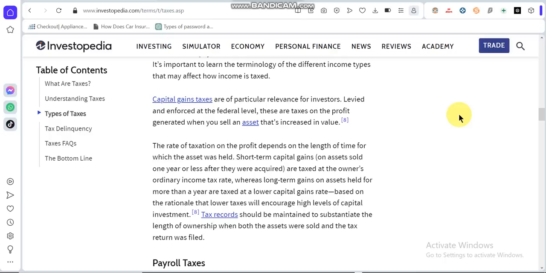Tax records should be maintained to substantiate the length of ownership, when the assets were sold, and when the tax returns were filed. So our topic of discussion has ended.